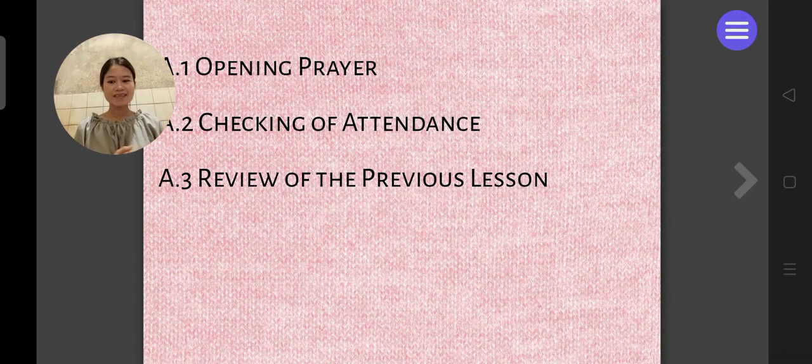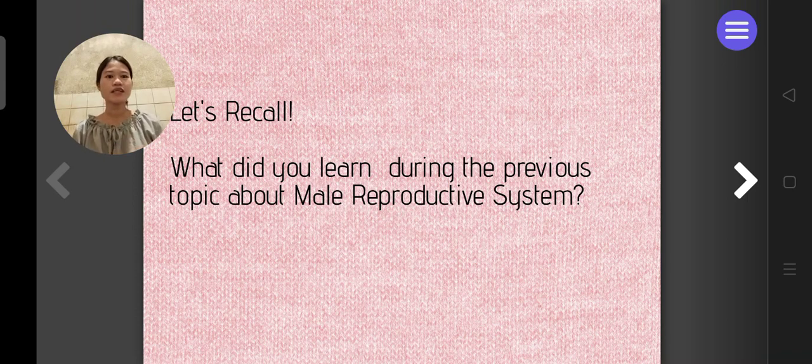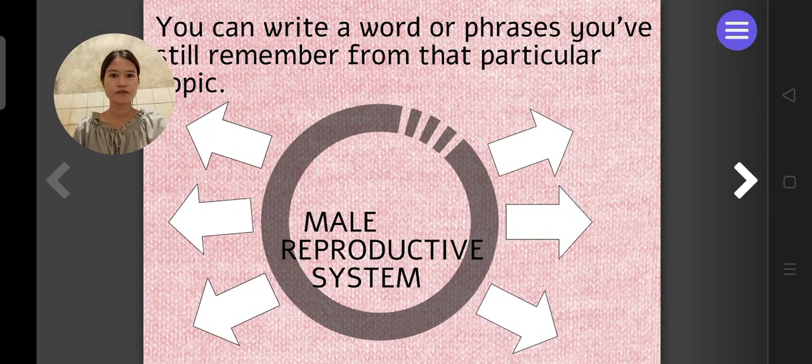Good morning, class. I'm your science teacher for today, and our topic is all about the female reproductive system. But before we start, let's recall what did you learn during the previous lesson about the male reproductive system? You can write a word or phrases you still remember from that particular topic.